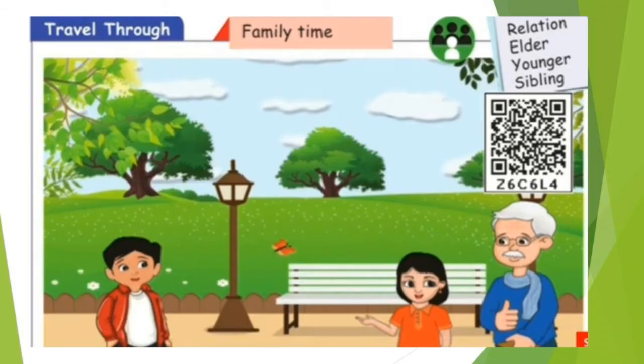Let us learn the relationship. Relationships are very important to a family structure. Elder means a person who is elder than you, and younger means a person who has an age less than you, and siblings are brothers and sisters.